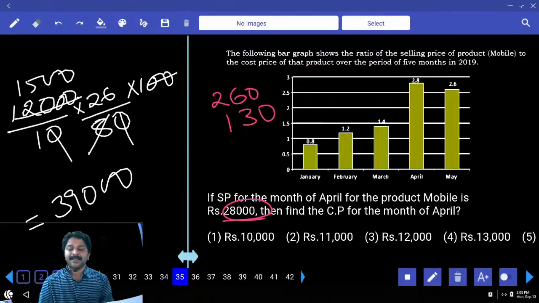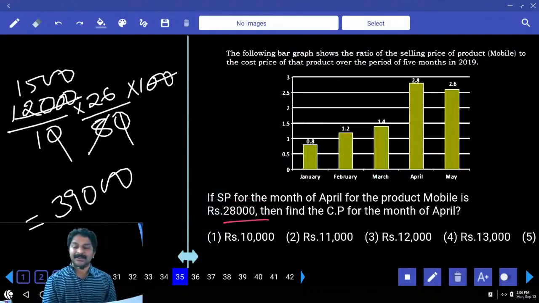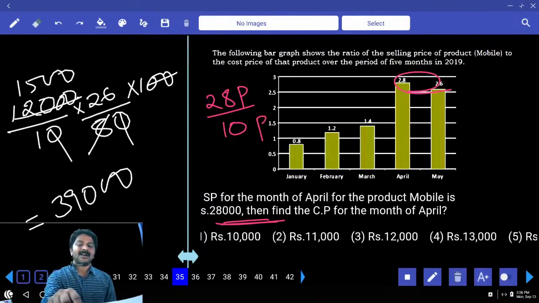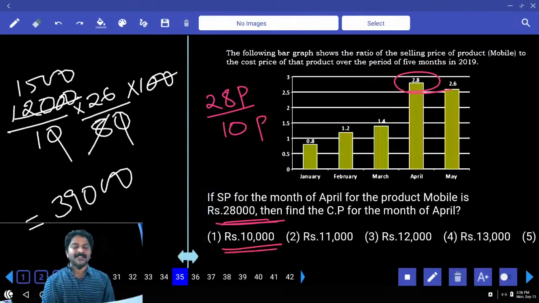Next, the selling price for the month of April for the product mobile is 28,000. Find the cost price in the month of April. Your given selling price is 28,000. April, 2.8 is the ratio. That means 28 by 10 only. Selling price is 28 parts, which is equal to 28,000. Cost price is 10 parts, that must be equal to 10,000, first option. We are just adding 3 more zeros, that's all. Nothing is here. Is it clear?